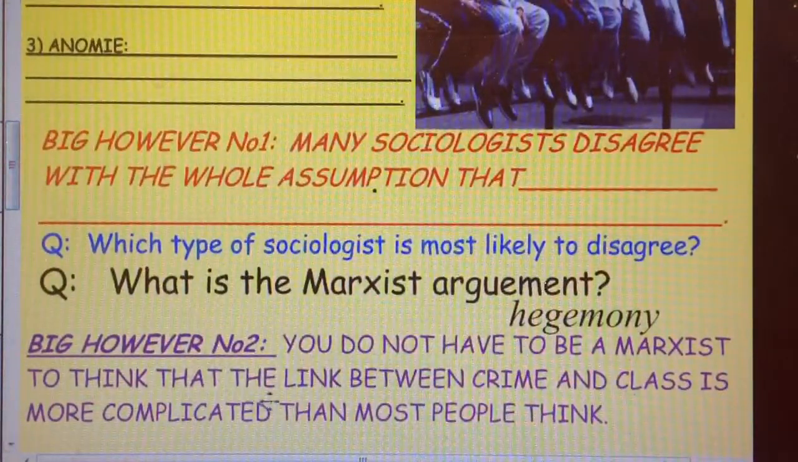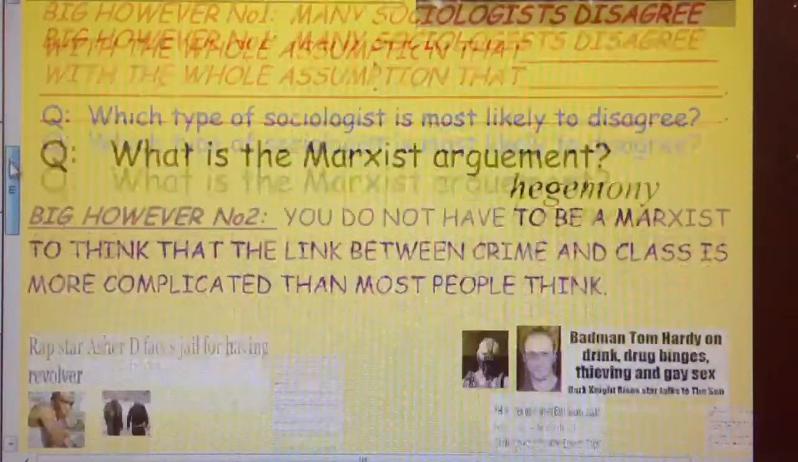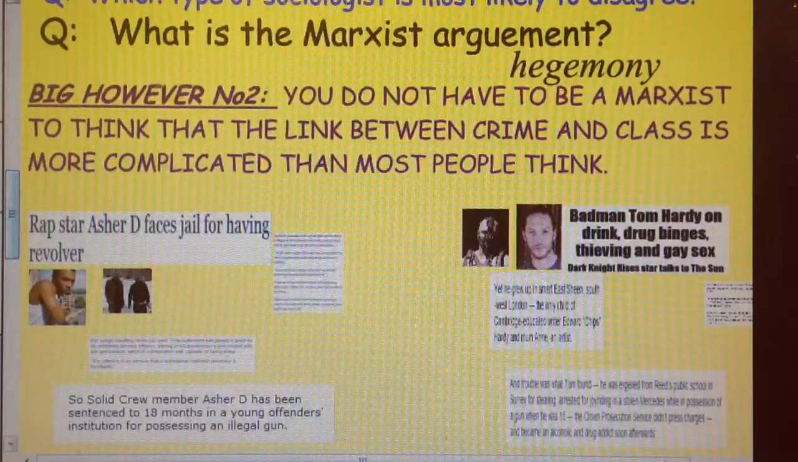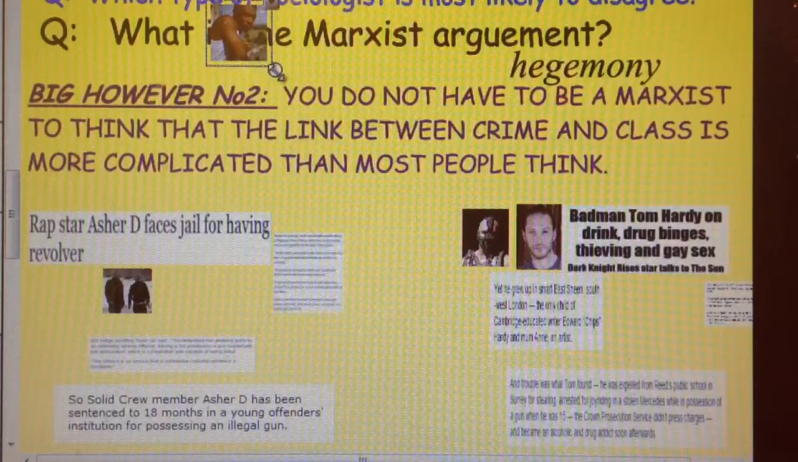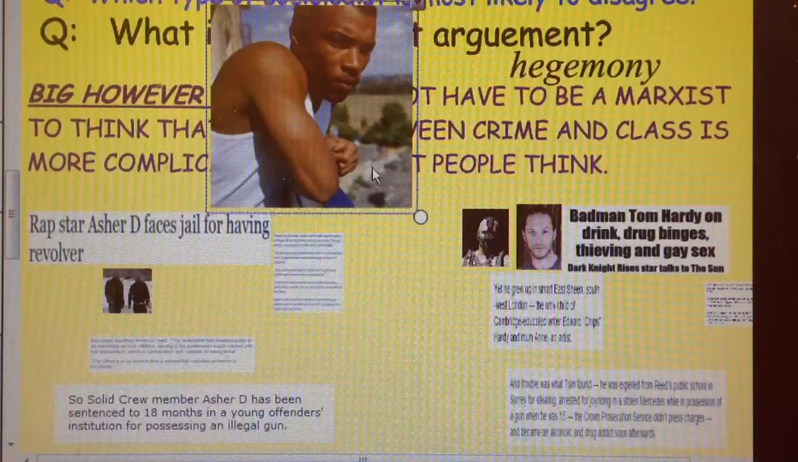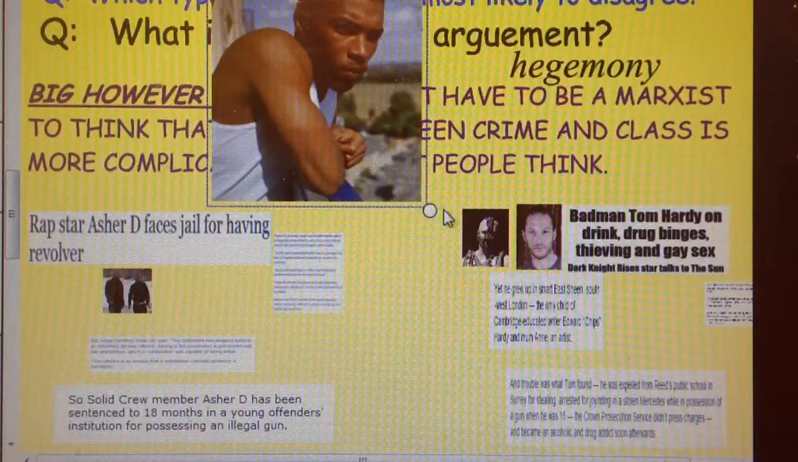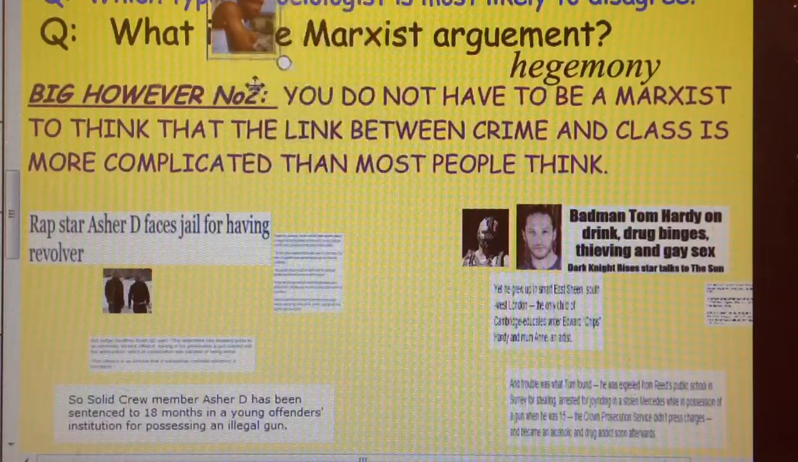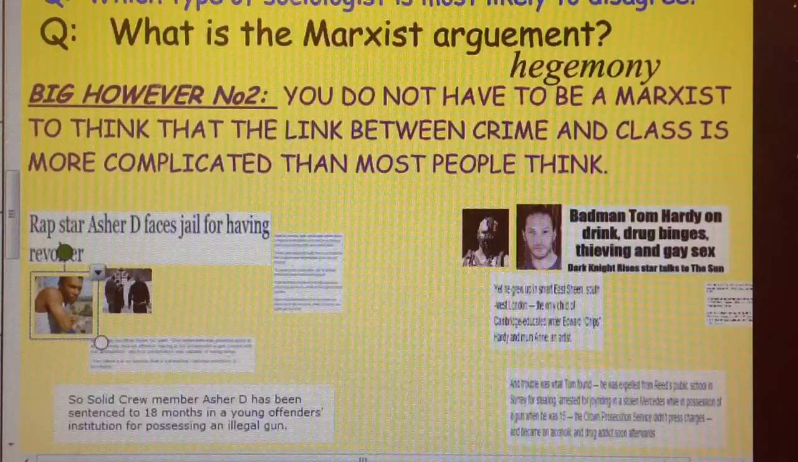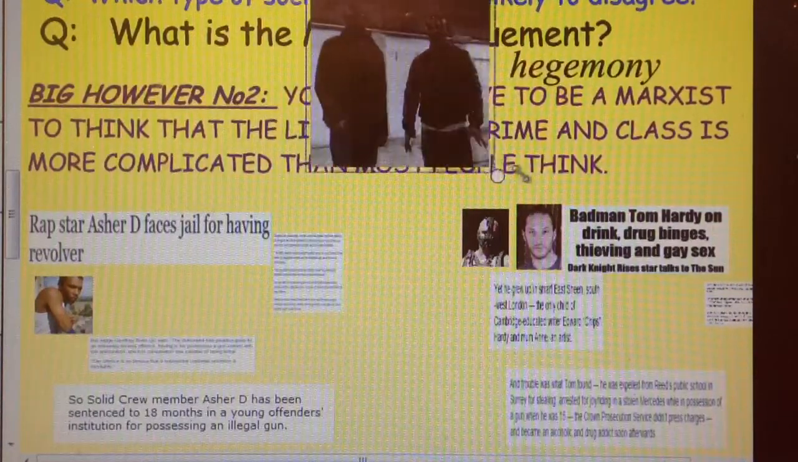Big, however, too. You do not have to be a Marxist to think that the link between crime and class is more complicated than most people think. You don't have to buy into this argument to say, you know what, it is complex, crime and class, and here's an example. This here is Ashley Walters, used to be known as Asher D and the Society Crew, musician and actor. Here he is in a drama last year called Top Boy.